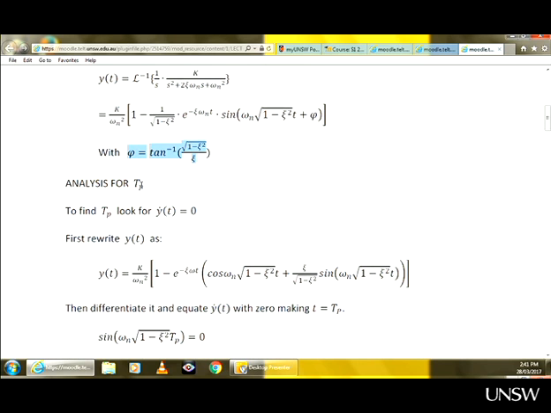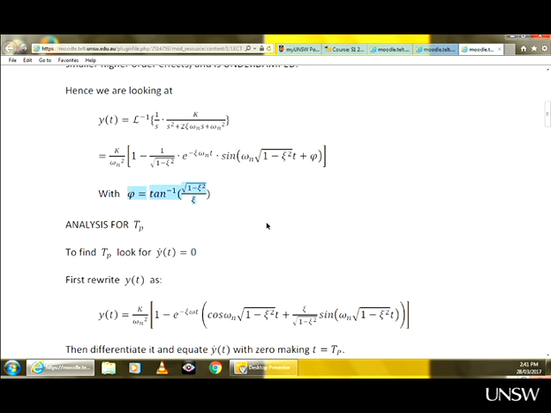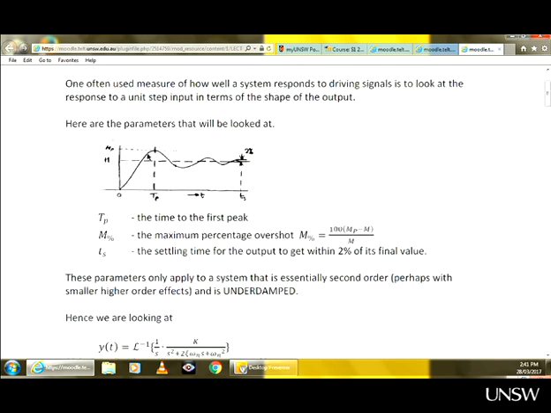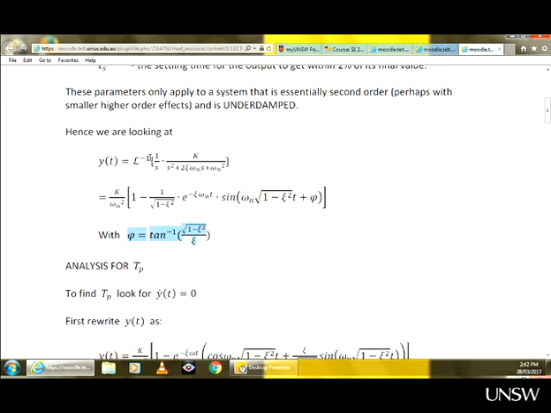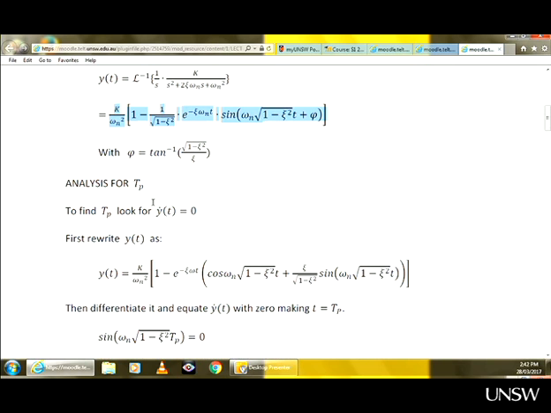How do we find the time to the first peak? Well, like any function, you want to find the maximum. The best way to do it is find the differential, make the differential equal to 0, and solve for time. So we will need to differentiate this function and make it equal to 0. So y dot of t equal to 0.